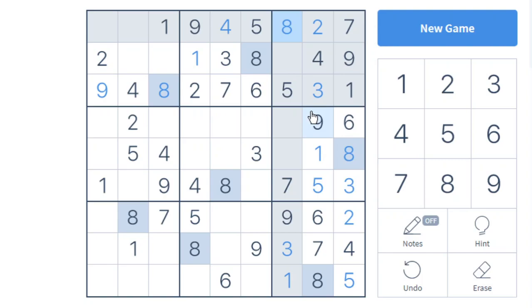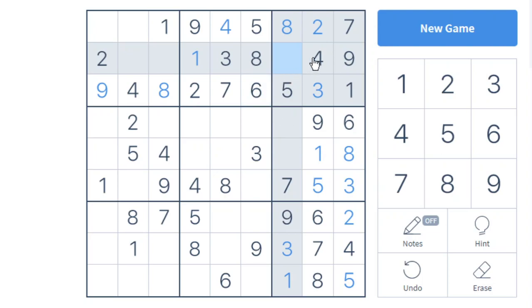Remember, you have to look at the squares, the columns, and the rows. Now, what do we have left? We have 2, 4, 6. I'm missing a number here. We're missing 2, 4, and 6.